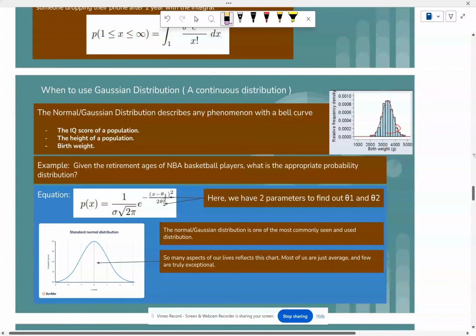However, a Gaussian distribution is equally spread left and right. So, Gaussian distribution, some people use it to model the IQ of the population, or the height, or the birth weight, or the salary, I guess.